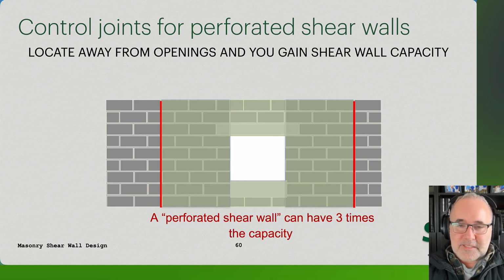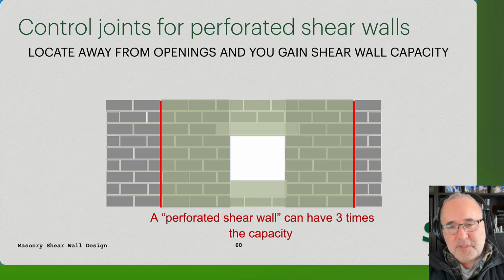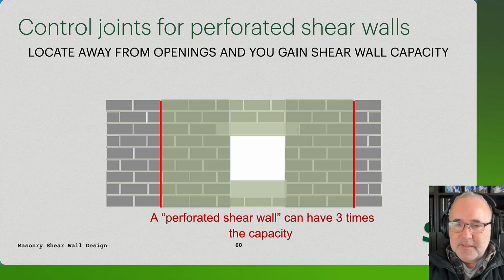We have a lot of buildings today that have a lot of openings. We have clients that are asking architects, that are asking engineers to have a lot of perforated walls. And perforated walls doesn't mean that we have to lose a lot of shear wall capacity. We can allow the openings to be within areas where control joints are moved away from the openings, and we can still have a lot of capacity in these designs.